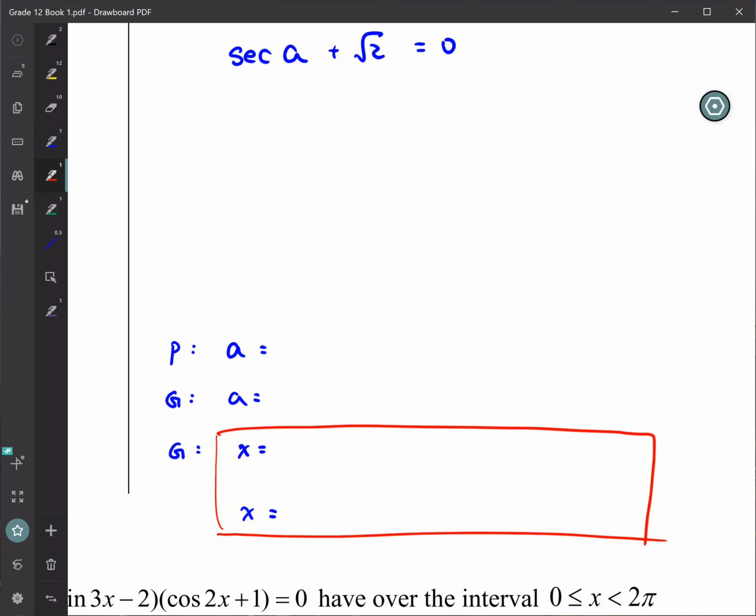And Cindy, can you tell me which method to use now? The first one. Yes, okay, isolate variable, okay? So you guys move on. Secant A will be negative root 2.